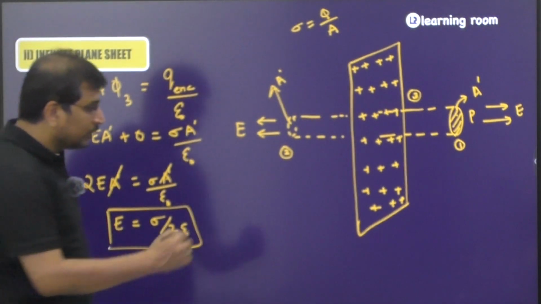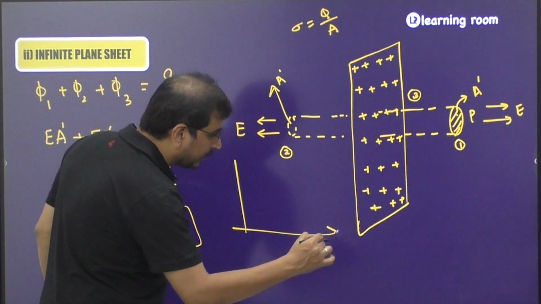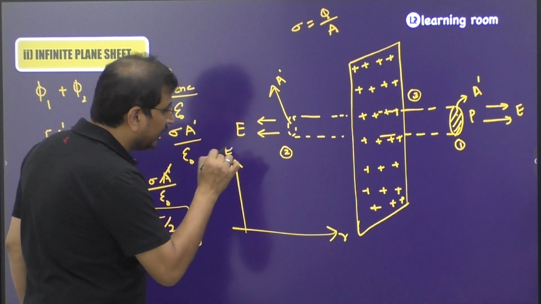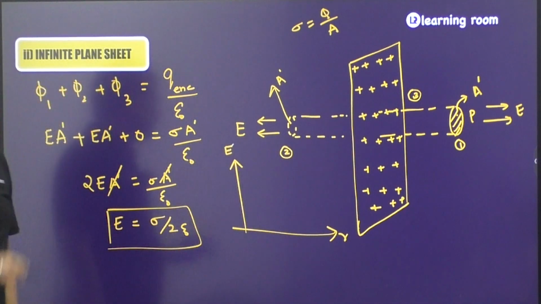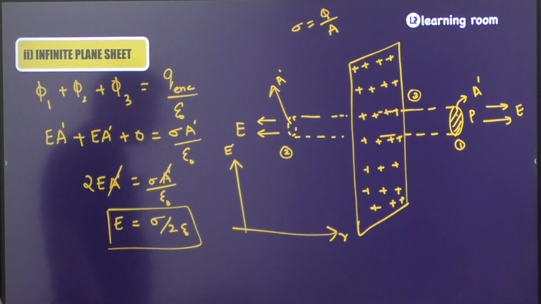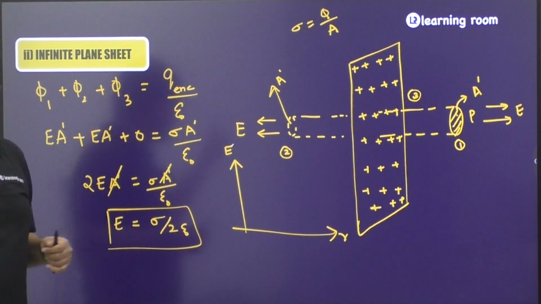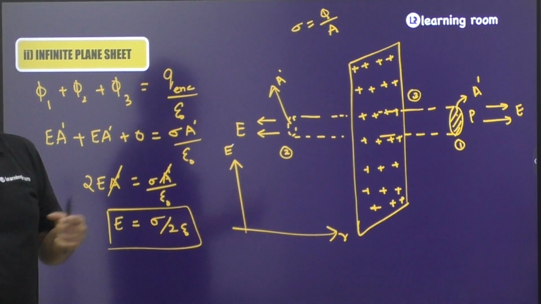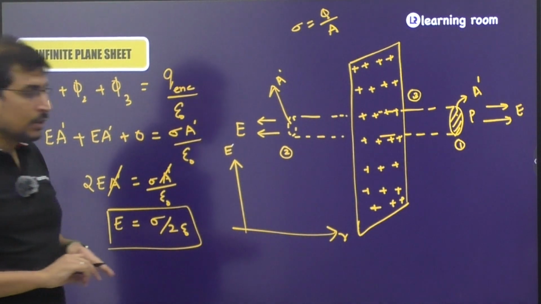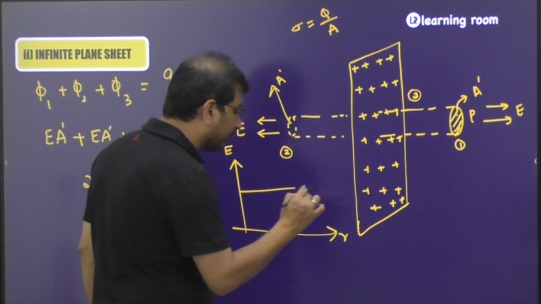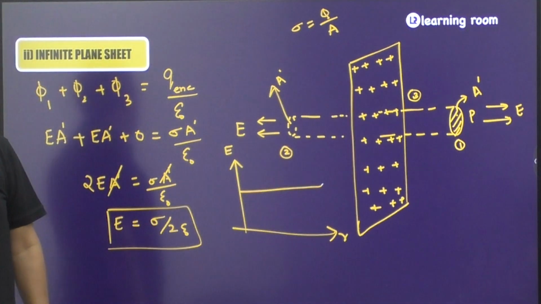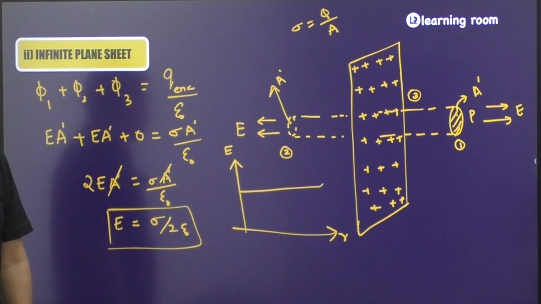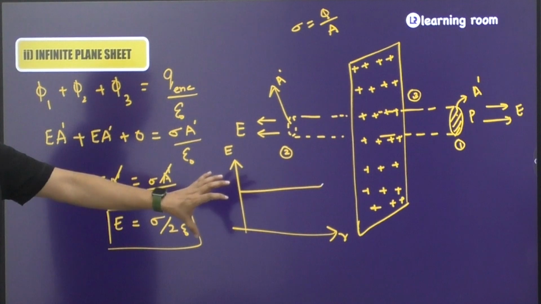Right. Now for this shape, if I plot the graph between the electric field and the distance, how is it going to be? Sigma is a constant, 2 is a constant, epsilon naught is also a constant. So overall the electric field itself is constant. So for a constant, the graph will be a straight line which is parallel to the x-axis. So this is how the graph will look like.